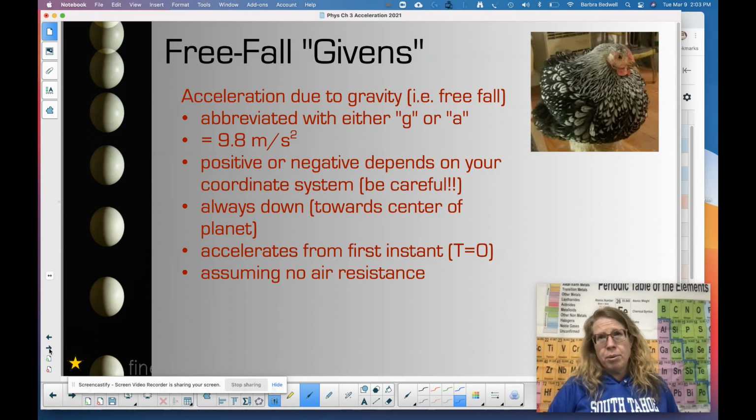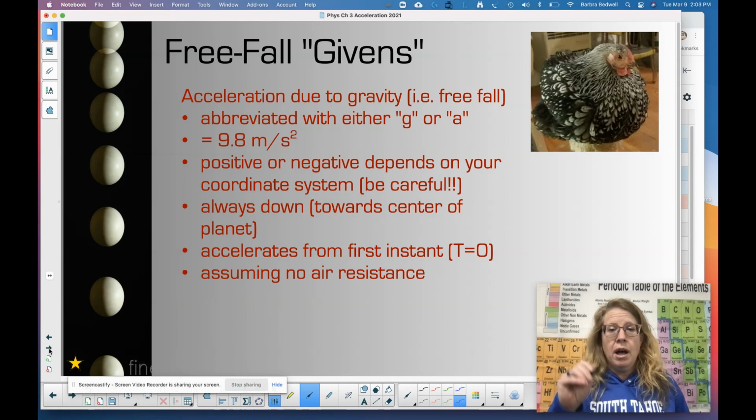We do abbreviate acceleration due to gravity, by the way, with either the letter a, just for acceleration in general, or you'll see a lot of times we just use the letter g to specify that this is acceleration due to gravity only, and therefore you know what the value is, 9.8 or 9.81 meters per second squared. So just be aware, don't let that throw you off. If you see an a or a g, they mean the same thing.